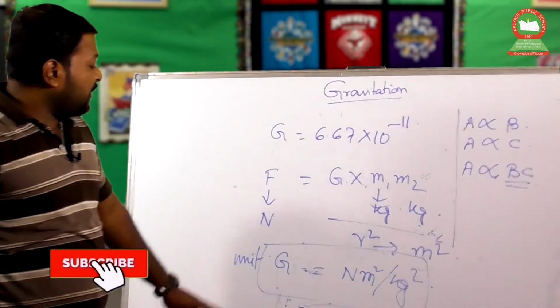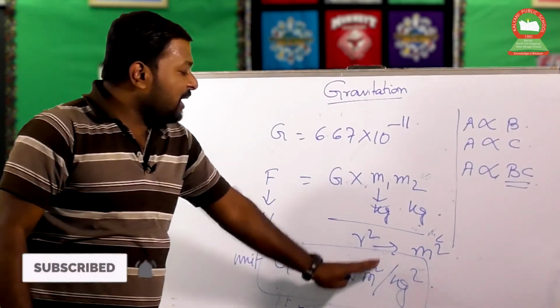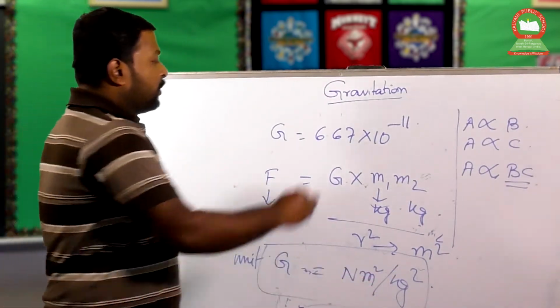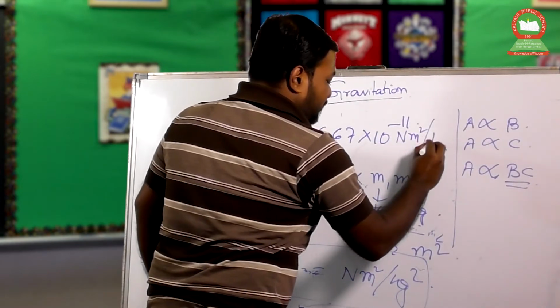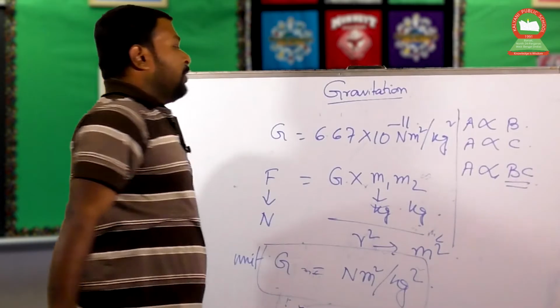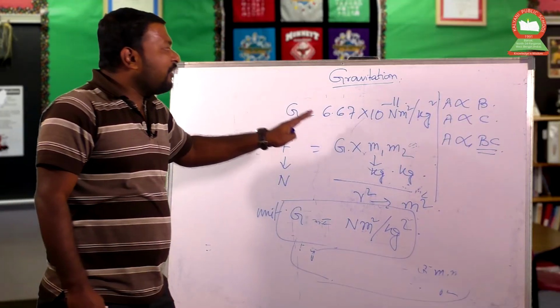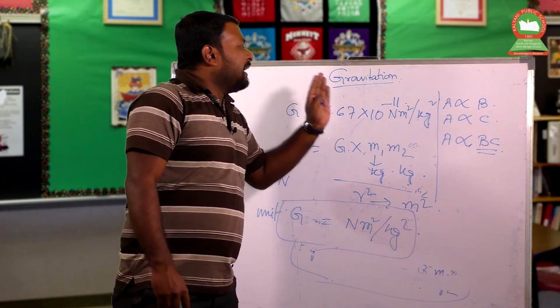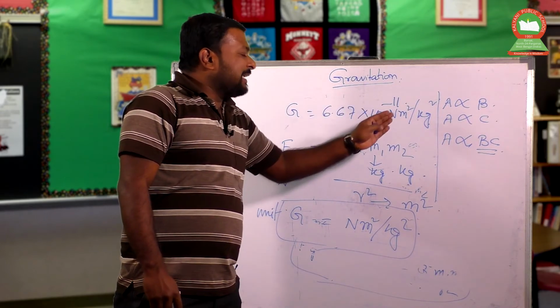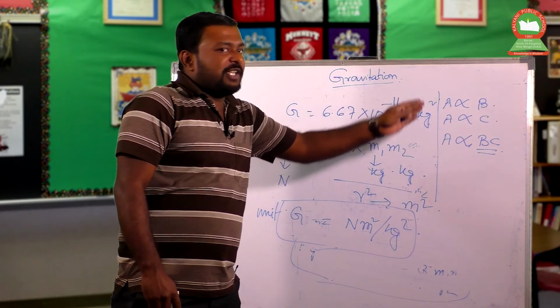So what is the unit of G? The unit of G is Newton meter square per kg square. So this is the unit as well as the value of G, which is 6.67 into 10 to the power minus 11 Newton meter square per kg square.